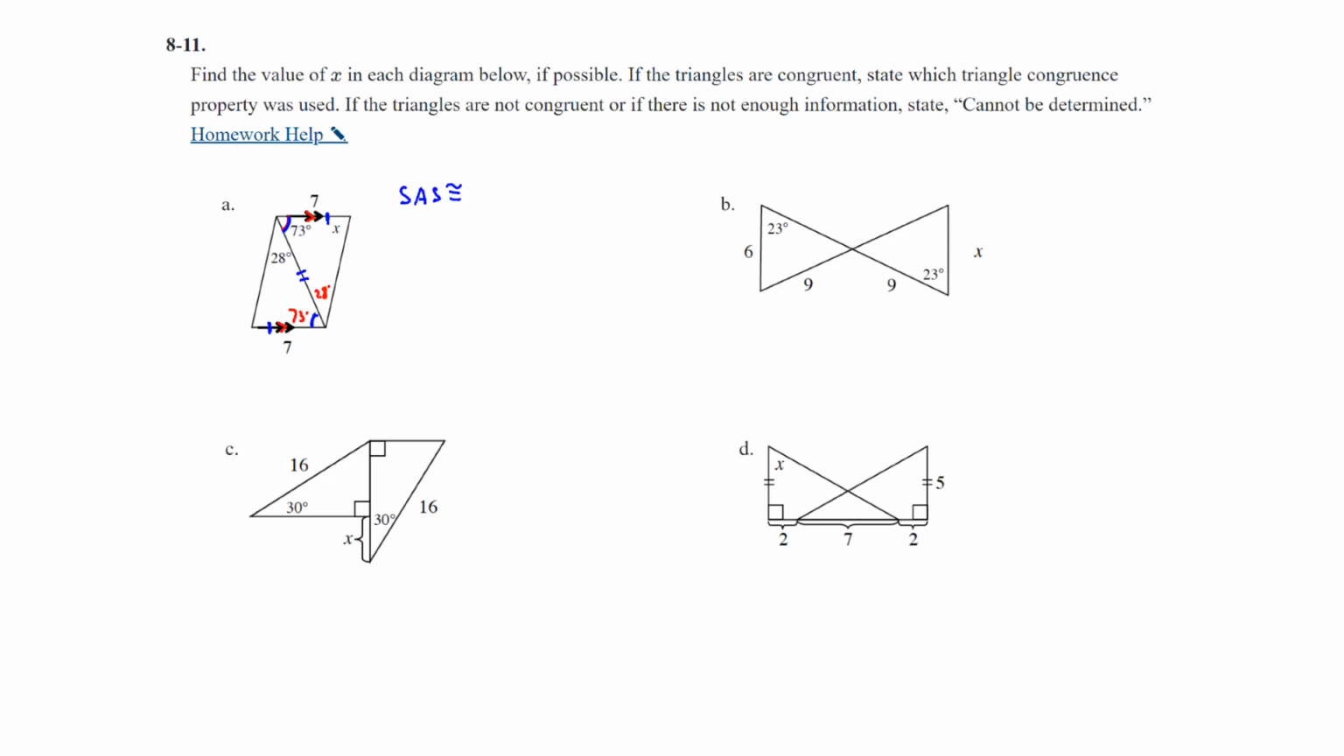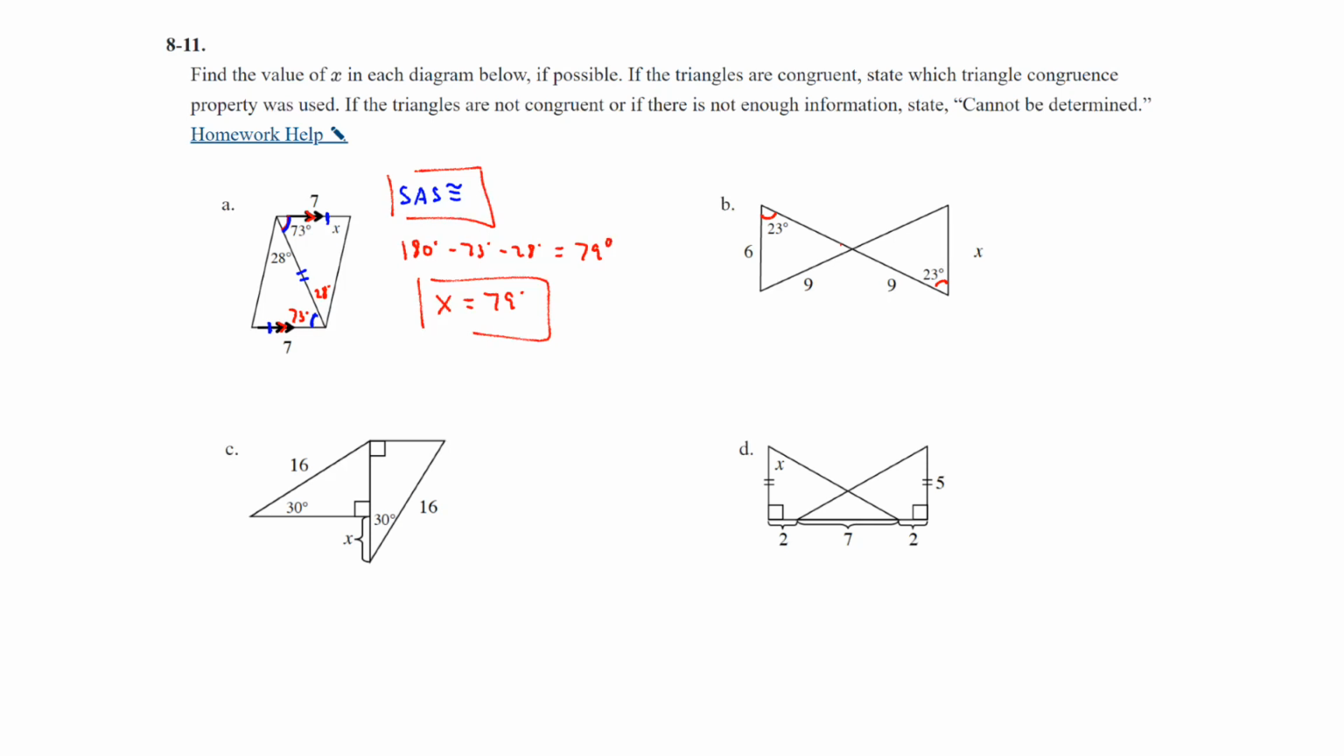And so now we can use the triangle angle sum theorem to say that all three angles have to add up to 180 degrees. So I'm going to take 180 minus 73 degrees minus 28 degrees, and then that will give us a value of 79 degrees. So x is equal to 79 degrees, and we also know that the triangles are congruent by side angle side congruency. For part B, we have an angle measure that is the same, so that's 23 degrees.